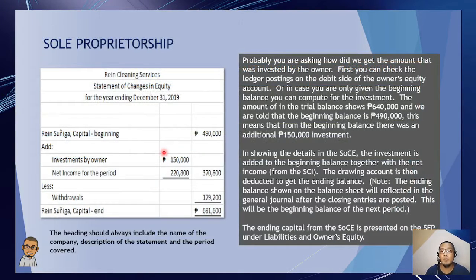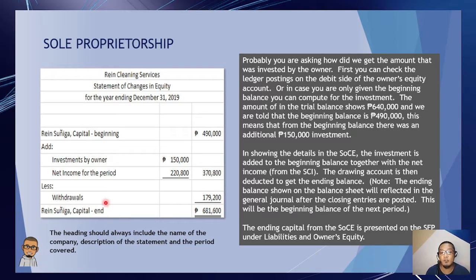Okay? Now, this is what we were saying earlier. You have to look at the general ledger or your T accounts so that you will know how much was the beginning. So, the beginning balance is the January 1 balance. If this is December 31, January 1 is your beginning balance. So, you write the beginning balance, you add the investments of the owners during the year, you add the net income for the period. In case it's a net loss, of course, you subtract it. So, include it in the less part to make your formula easier.